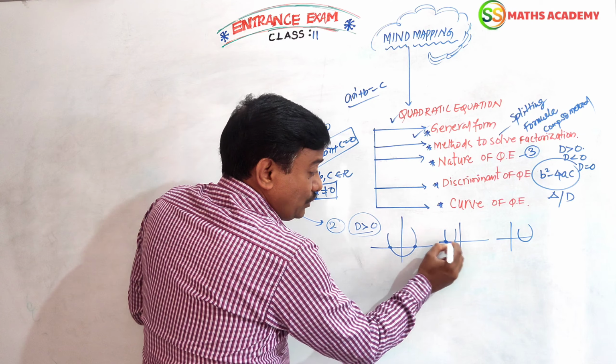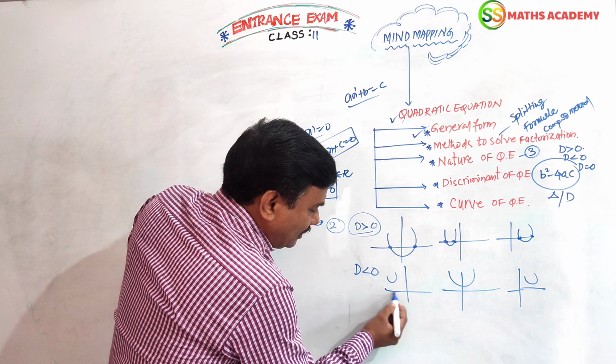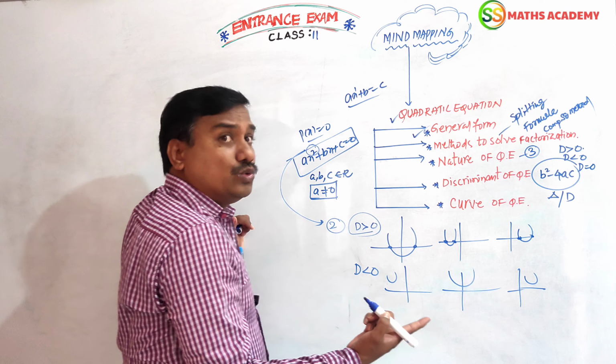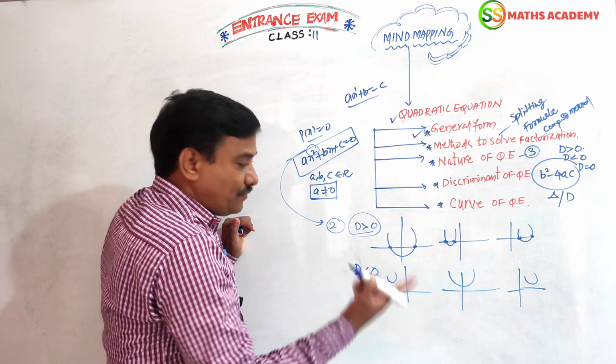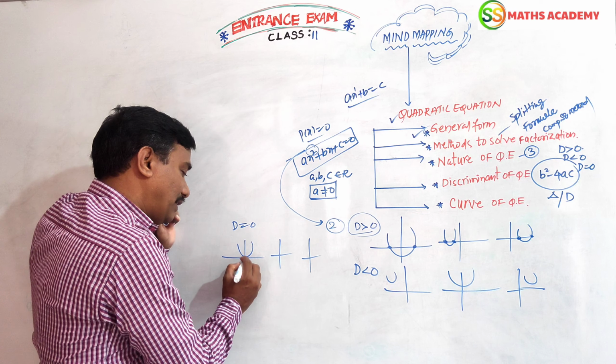Okay, very important. And delta less than 0 means no roots. The same graph I should explain to you. It will not intersect the x-axis, because it does not intersect, here also not. No roots. Now, delta equals to 0, for suppose. Yes, it has real and one root only, one place.